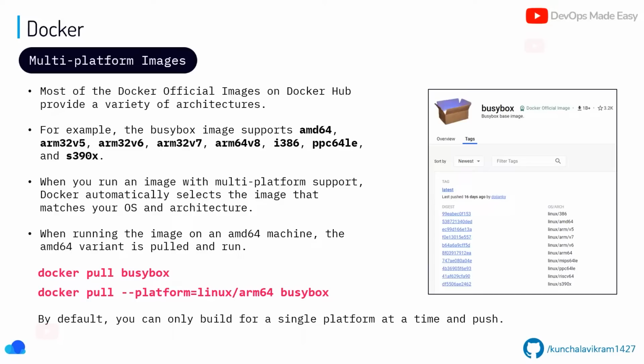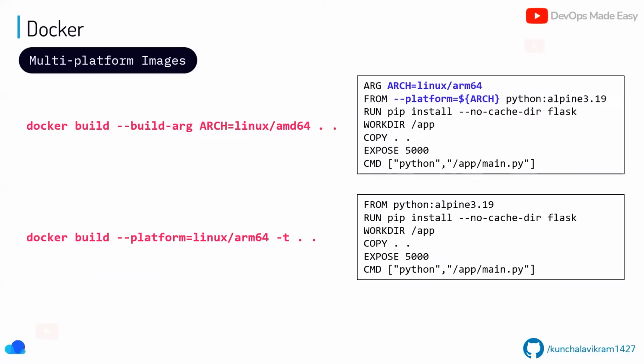If you try to pull another architecture, it is going to replace the previous architecture image, because you can have only one BusyBox image available locally. Okay. So how do I build multi-platform images?